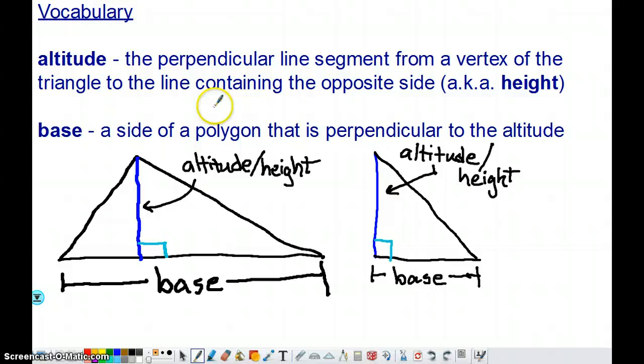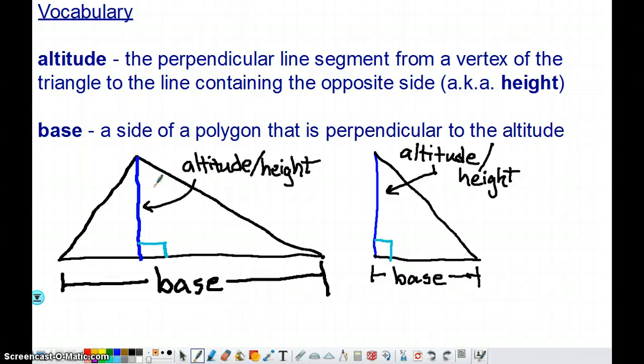All right, so we have two vocab words for this section. We've got altitude, which is the perpendicular line segment from a vertex of the triangle. Remember, vertexes are our corners on triangles, to the line containing the opposite side. So we see that it's a perpendicular drawn from the vertex to the opposite side. It has to form a 90-degree angle with that opposite side.